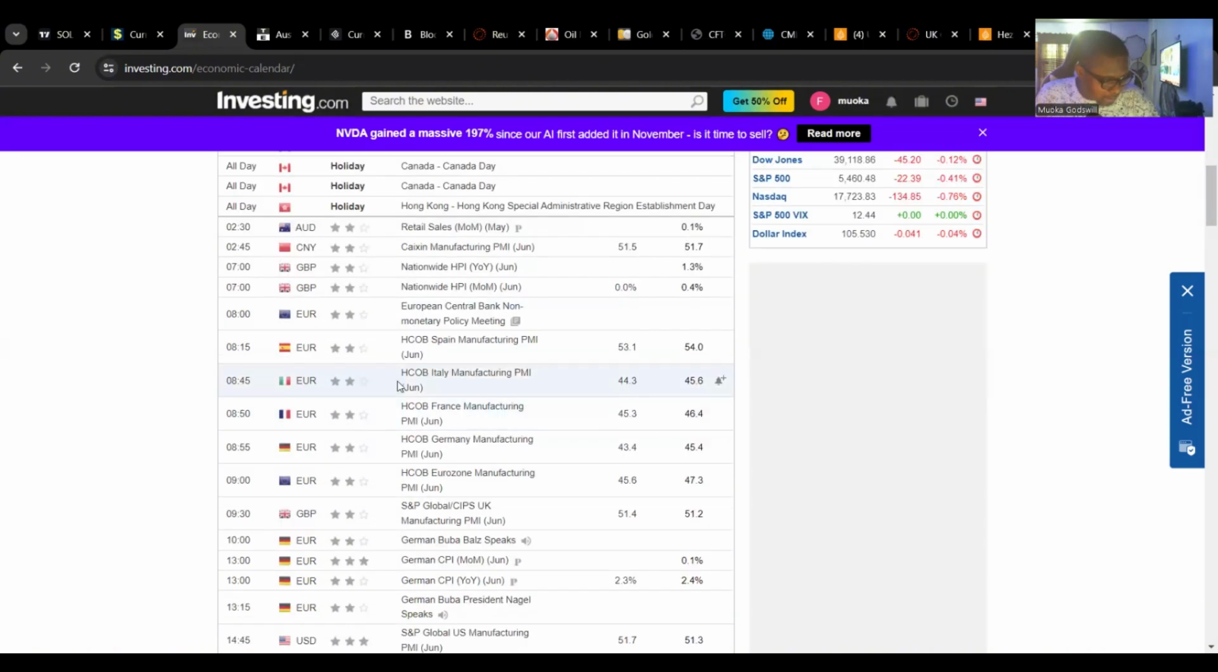And the HCOB manufacturing PMI from Spain, from Italy, from France, from Germany, and the Eurozone in general is expected to drop. And this is deflationary for the euro. There is no confidence from the manufacturers, and this is also transmitted to the consumers. There are no positive impacts. People are not spending much, and this is affecting the manufacturers, and the economy is not expanding. And what is the ECB going to do?